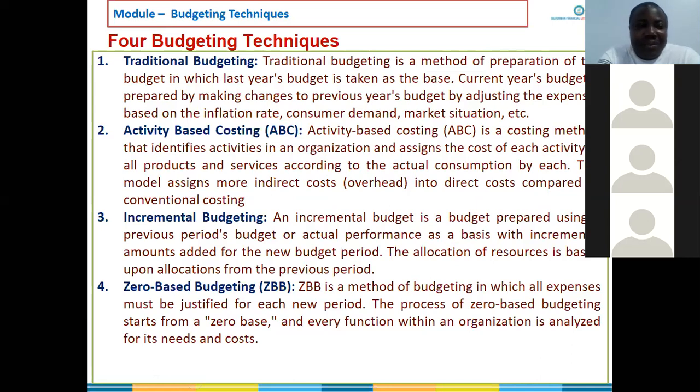Yes. So the traditional way is you just look at today's budget and then you try to compare and make an adjustment for tomorrow. Okay. But activity-based, you look at what are the drivers of the cost.